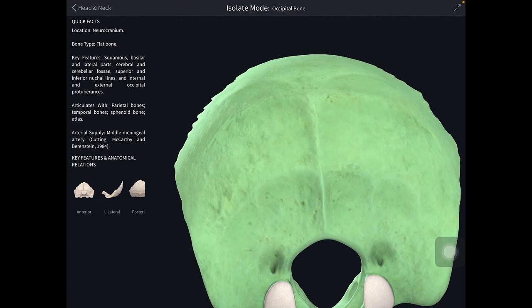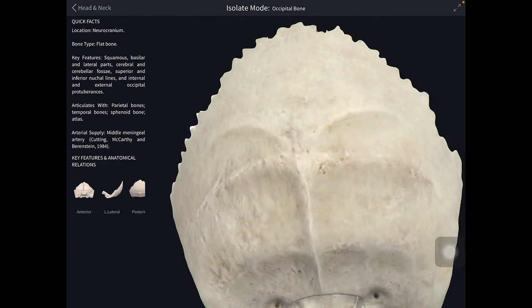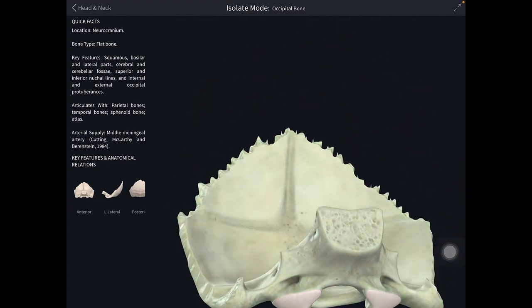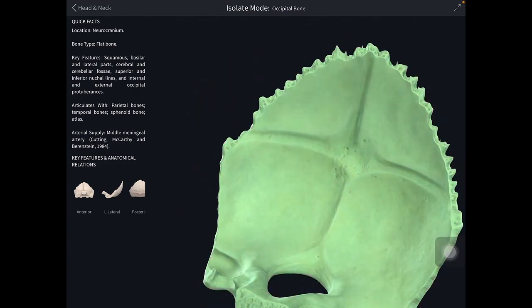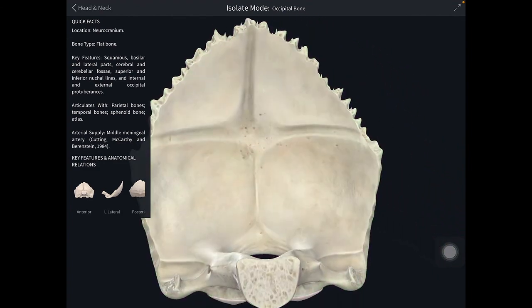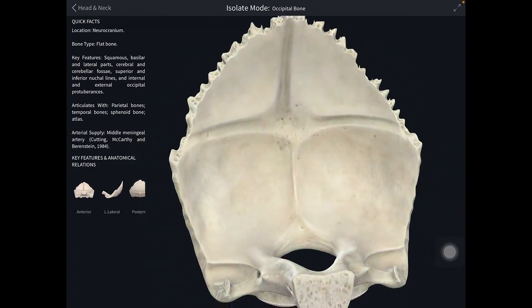The posterior margin of the foramen magnum gives attachment to the posterior atlanto-occipital membrane. So we have covered the external surface of the squamous part of the occipital bone in detail. Now we will see the internal surface of the squamous part of the occipital bone.